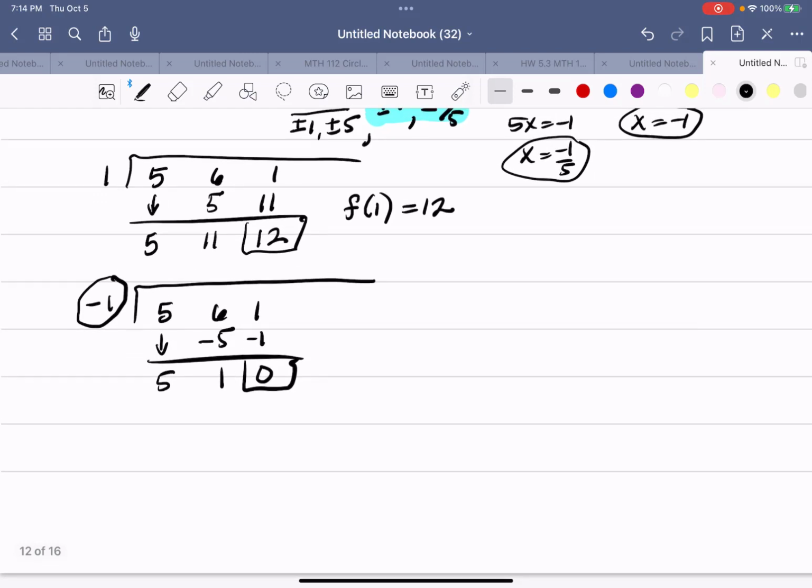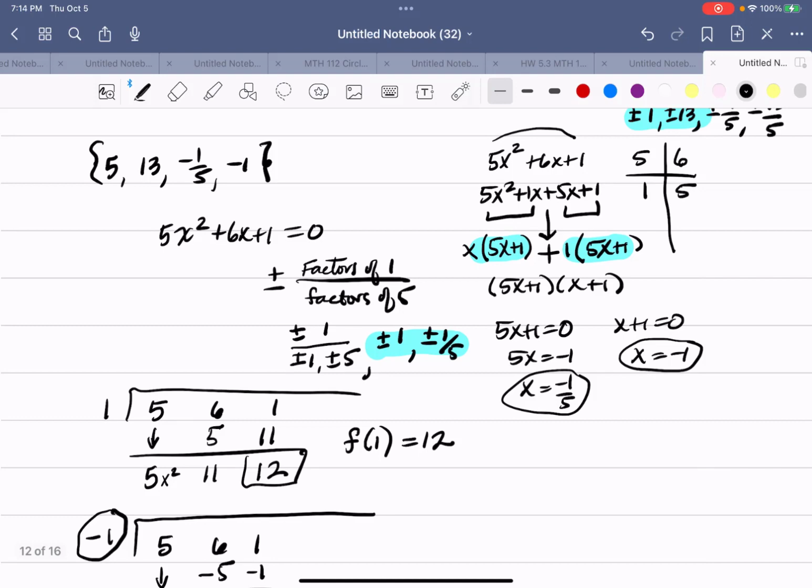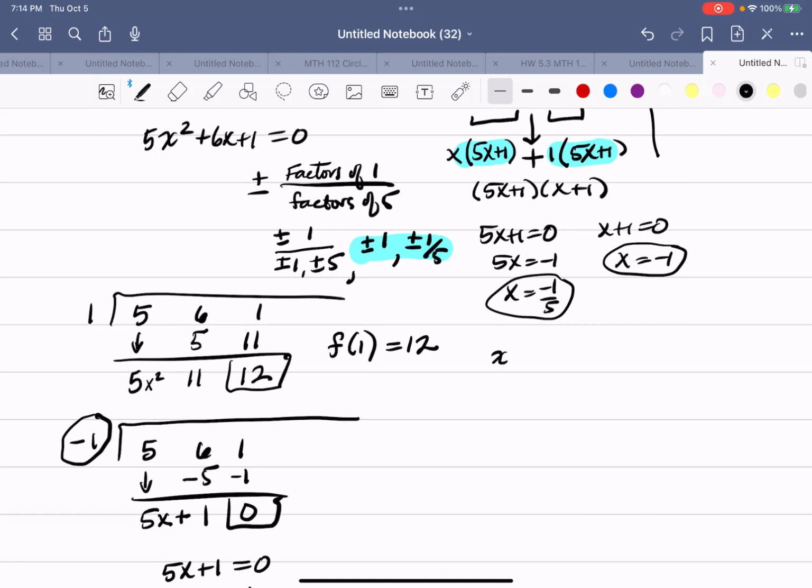Now the good news is, look at this one. This was an x squared, and I'm down to an x to the 1 plus 1. So 5x plus 1 is 0. That would be 5x equals negative 1. X equals negative 1/5. And there's that fourth 0 that happens to be a fraction. So that's our final answer. 5, 13, negative 1/5, and negative 1. So x is 5, x is 13, x is negative 1/5, and x is negative 1.